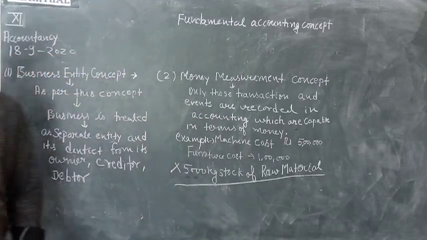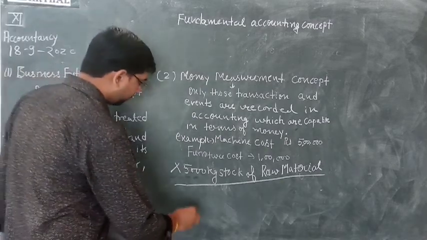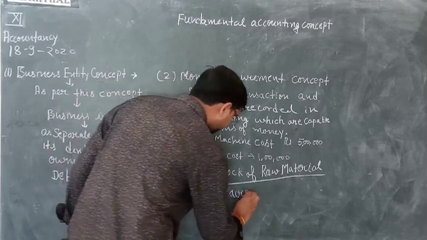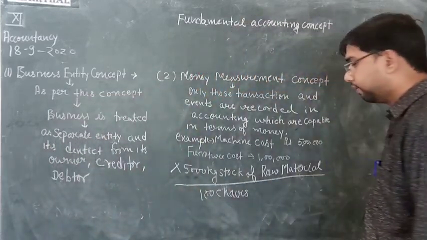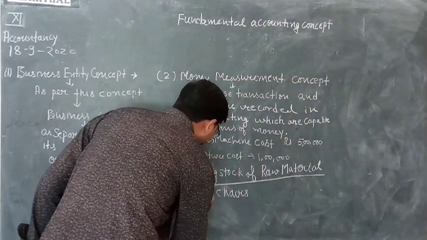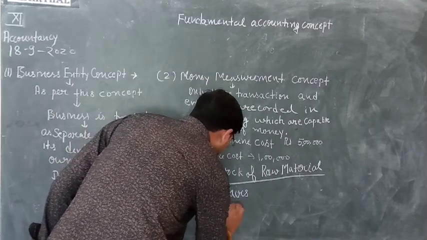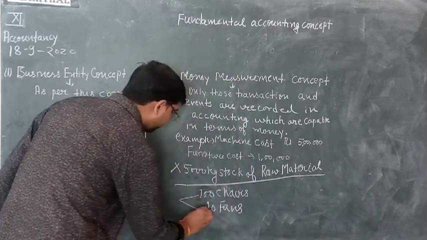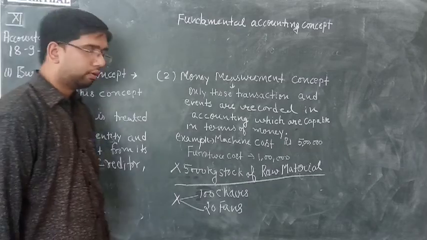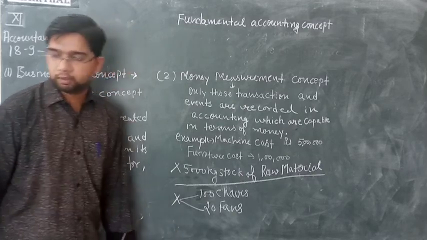Again, a further example: 100 chairs, 20 fans. Both transactions are not recorded according to the money measurement concept.